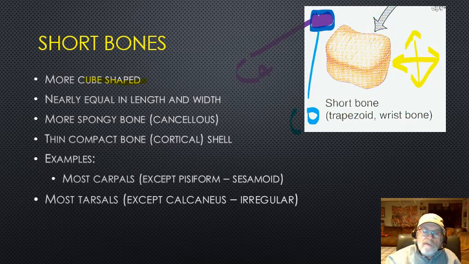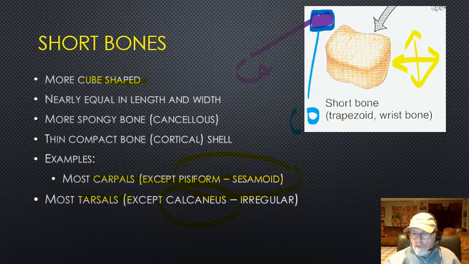Examples of a short bone are the carpals. Okay, except a couple like the pisiform and stuff like that, and the tarsals. You know, except the calcaneus. We'll talk about what that is in a little bit, okay? So most of the tarsal bones, the bones below the ankle joint, as well as the carpal bones, the small bones in the wrist joint, are basically what we call short bones.